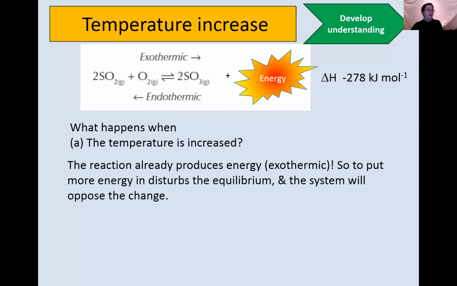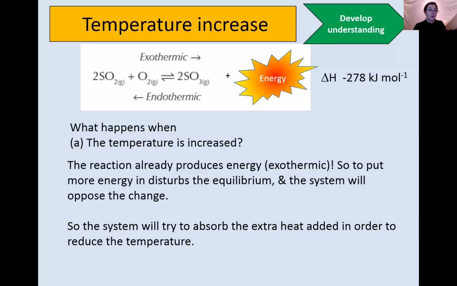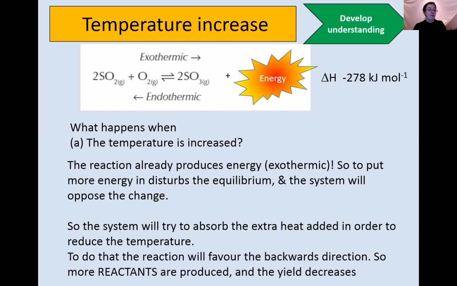So the reaction already produces energy. We know that because it's exothermic. So to put more energy in just disturbs the equilibrium that we've had, and the system wants to oppose the change. So the system will try to absorb all that extra heat energy that's been added in order to reduce the temperature. And when it does that, the reaction will favour the backwards direction, so more reactants are produced. And if more reactants are produced, it means that our yield of sulfur trioxide will decrease, because that's going to decompose back into the reactants.